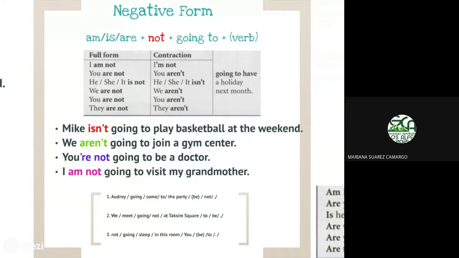Yes, teacher. Okay, baby, we are in the negative part. Got it? So please take notes of this part and then we are going to continue. Go ahead, guys. Please take notes of the negative part. You can do it.